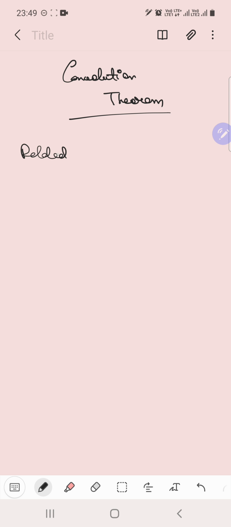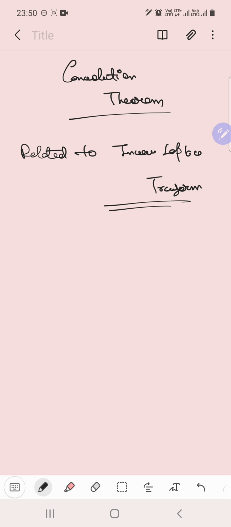So in this lecture we're going to talk about the convolution theorem. So convolution theorem is basically related to the inverse Laplace transform. So let us see what the convolution theorem says.